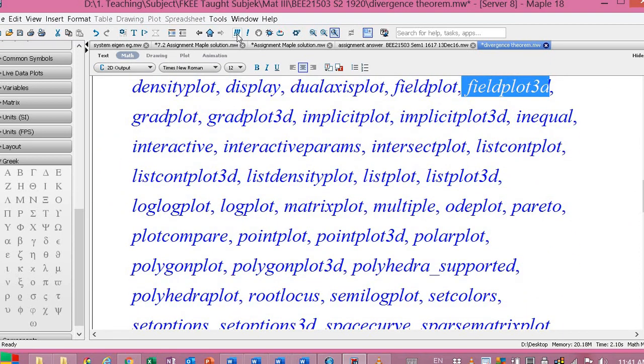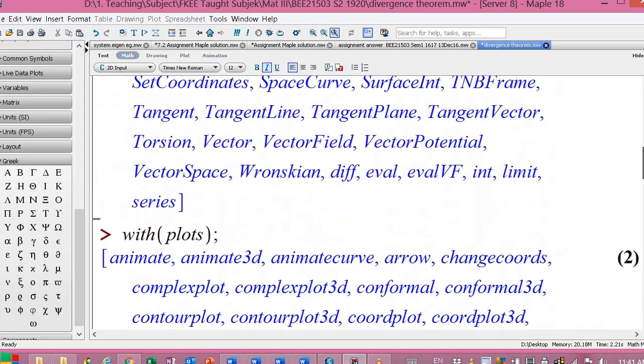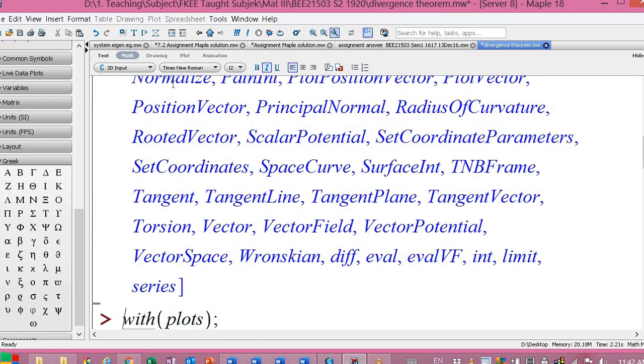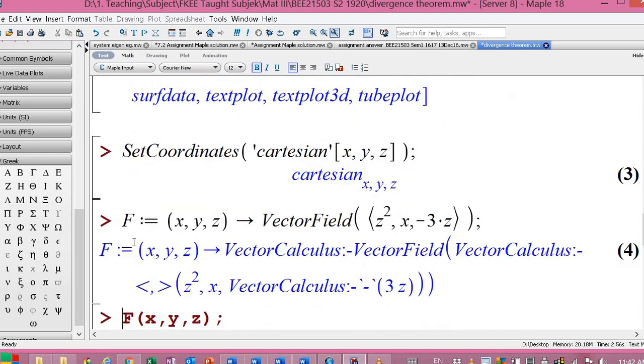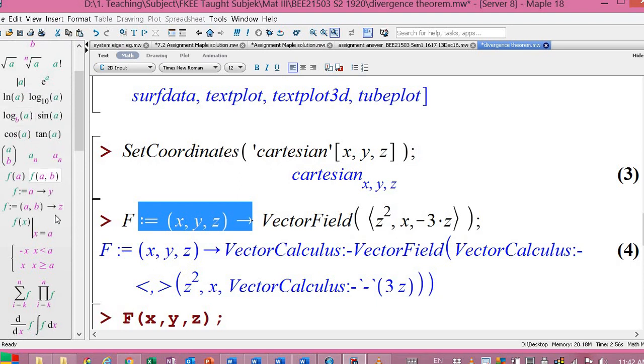As you know, you can press this button to execute the entire worksheet, or you may execute the statements line by line. Then we set the coordinates, the Cartesian coordinates x, y, z. Next we define the vector field F. This is defined using the function way, under the expression, changing it to x, y, and then adding a comma and z. So the z here, put it to vector field. We're going to define the vector field.